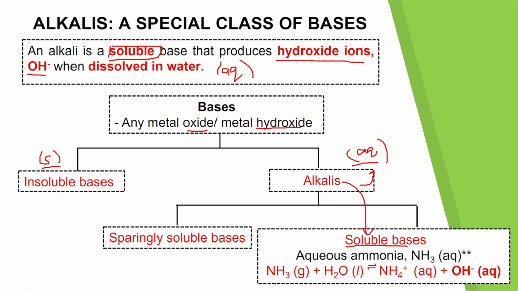Now, we have one special alkali called ammonia. Ammonia is a base, and it is also an alkali. Based on what we learned, bases are oxides and hydroxides, but ammonia is special. That's why I put a star. This equation, you don't need to remember. It's for your information, to tell you why it is an alkali: it can dissolve in water. Ammonia gas dissolves in water to form an aqueous solution, and it also produces OH minus. That is why ammonia is an alkali. It's a special base, so put a star here.